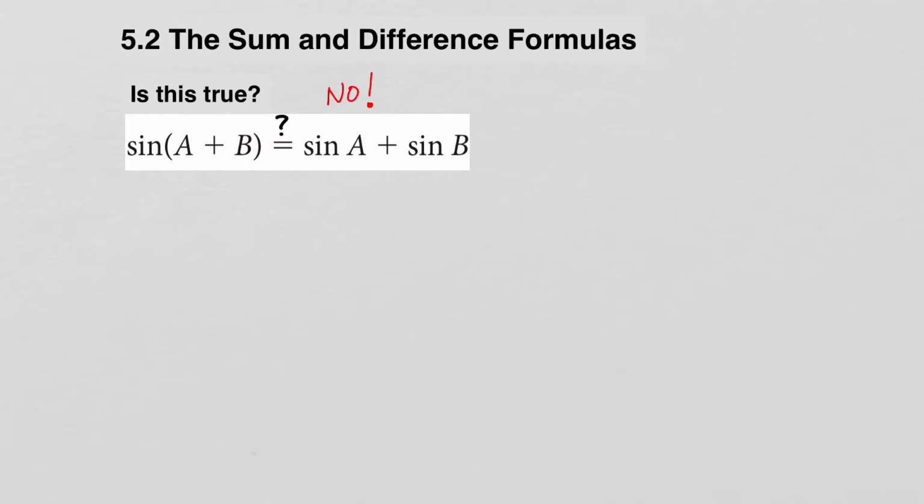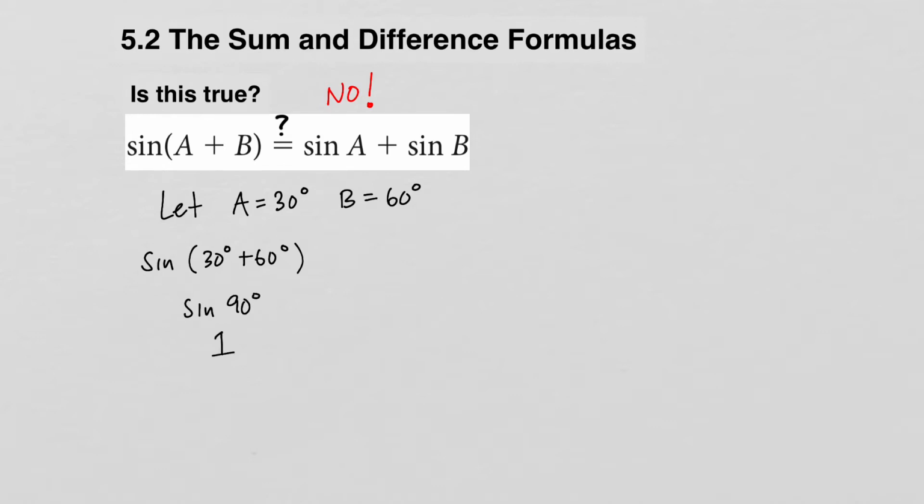And I'm going to show you why. All we have to do is pick a couple of values for A and B. So let A be equal to 30 degrees and B be equal to 60 degrees. The sine of A plus B would then be the sine of 30 plus 60. And we know this is the sine of 90 degrees, and the sine of 90 degrees is 1.